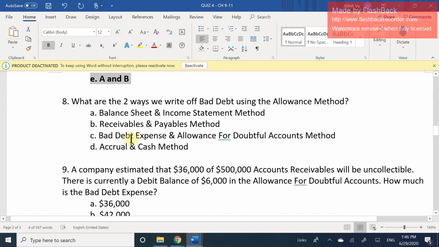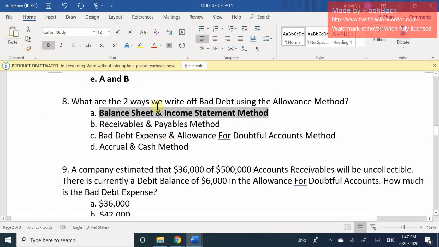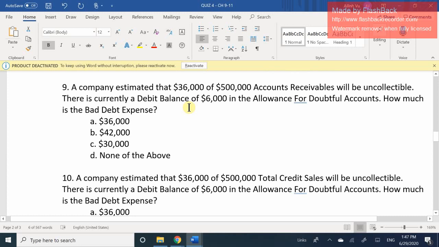What are the 2 ways we write off bad debt using the allowance method? Okay. C, bad debt expense and allowance for doubtful accounts. No, that is not correct. It's A. We have the balance sheet method and we have the income statement method. These are the accounts that are going to be associated with when journalizing the 2 methods of writing off bad debt. Okay. Number 9.